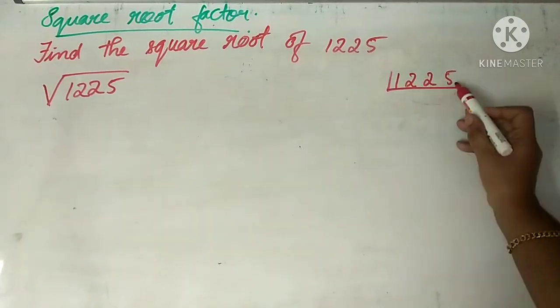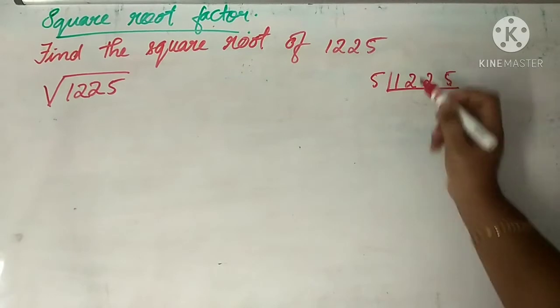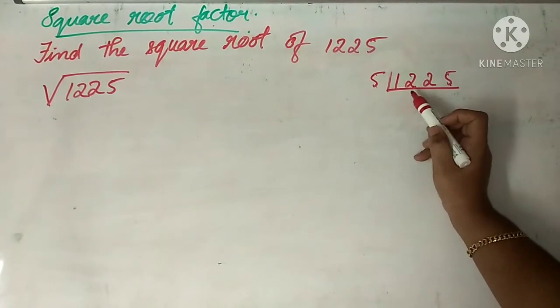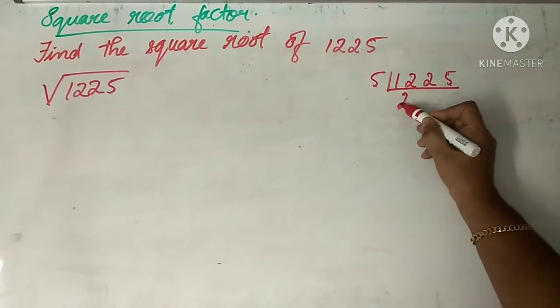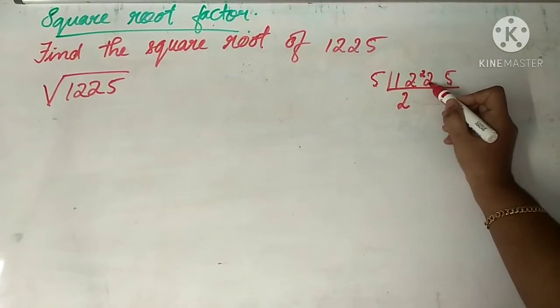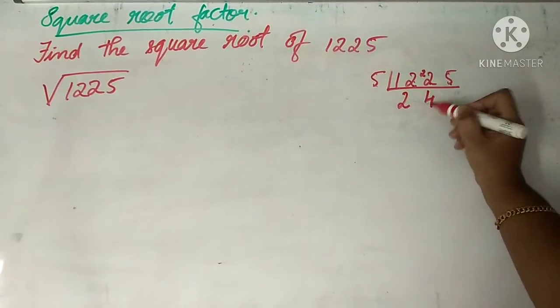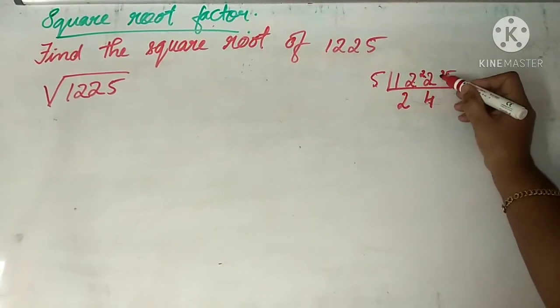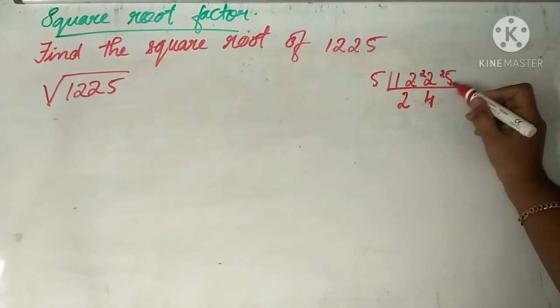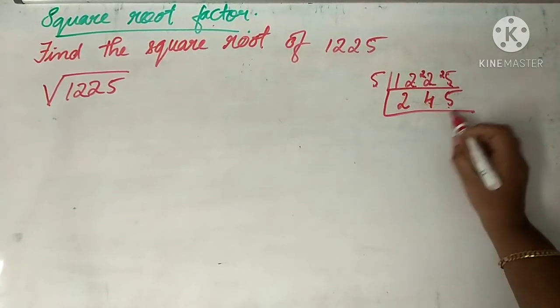1225. This will go in 5's table because it ends with 5. So we take 5's table. In 5's table, 12. 2 times 10 will go. So we write 2 here and give the balance 2 to the next number. So it becomes 22. In 5's table, 20 will go 4 times. So after balance 2, give it to the next number. So it becomes 25. 25 will go 5 times. Again, this is divisible by 5.